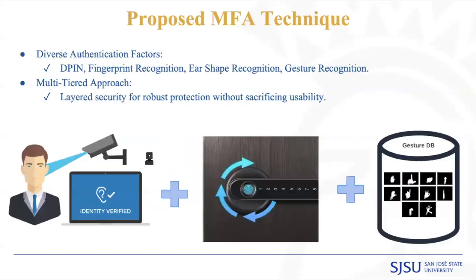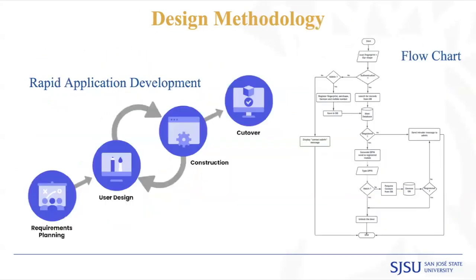My proposed solution includes four different authentication factors, which are dynamic pin generation, fingerprint recognition, ear shape recognition, and gesture recognition, with the final one as a backup plan. This technique provides more security as it has four different layers. To propose this solution, I used the rapid application development methodology, in which user feedback is considered to select different authentication factors and design the flowchart for my proposed solution.